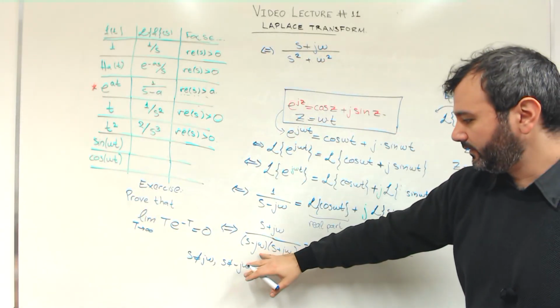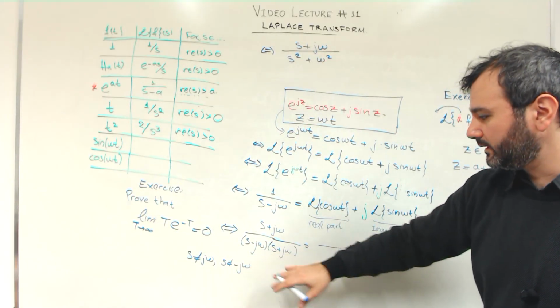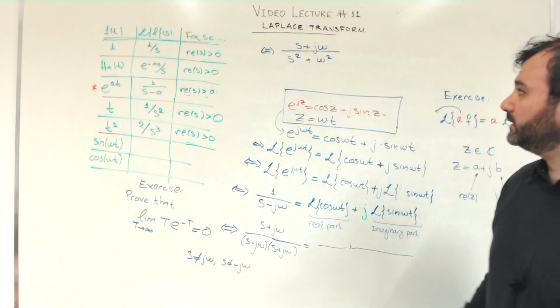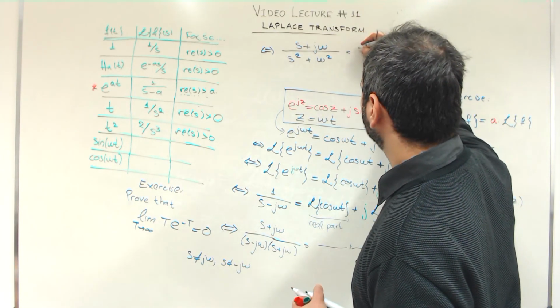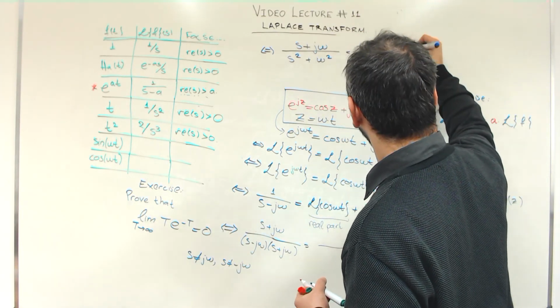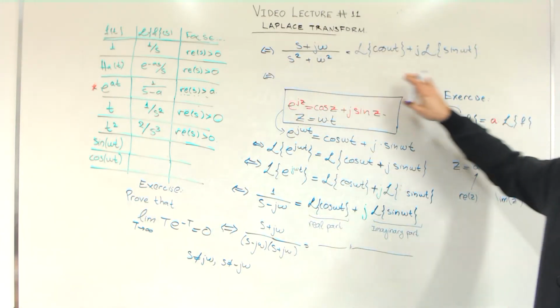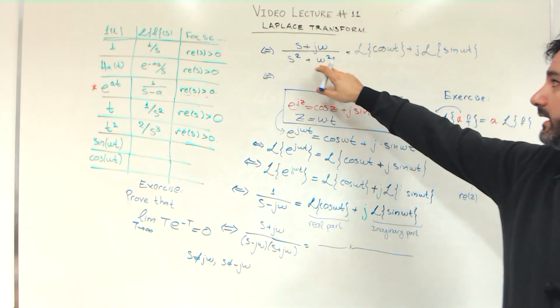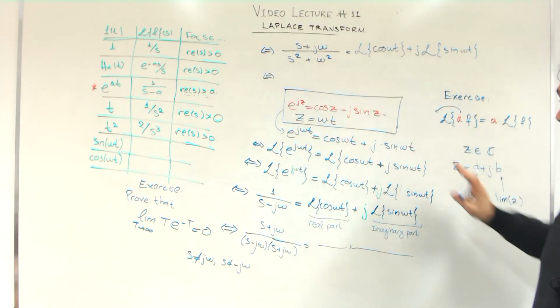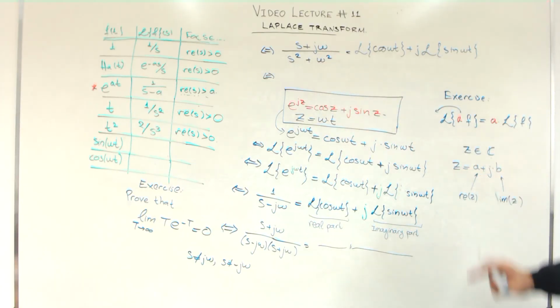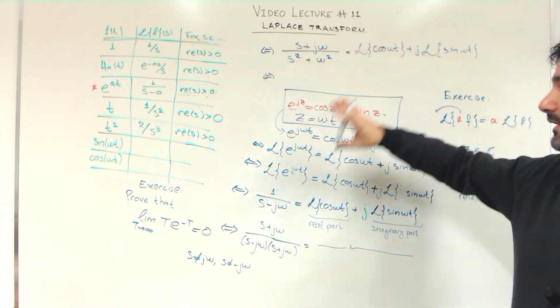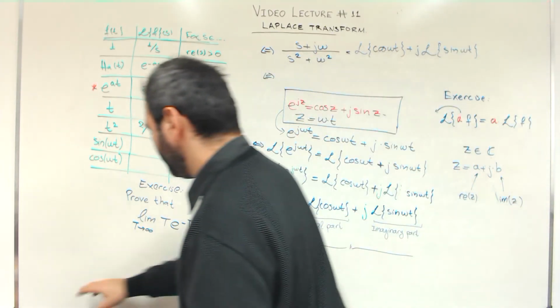If you do the math here, the denominator is s squared plus omega squared. I will write it once again just to see it very clearly. I will write this number in the form a plus jb, so I will separate the real and imaginary parts.